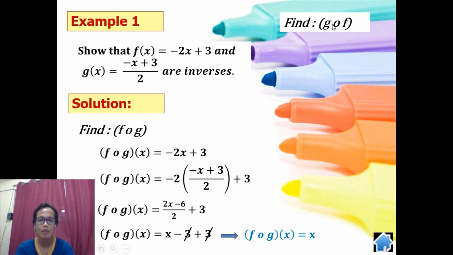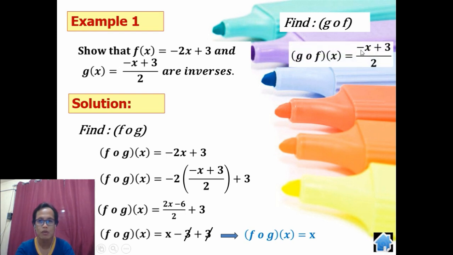So this time, we will find the composition of the functions g and f. So this time, instead of f going first like earlier, g goes first. So our g is negative x plus 3, negative x plus 3 over 2, that is our g. Now, our f, which is negative 2x plus 3, we will substitute for x here.